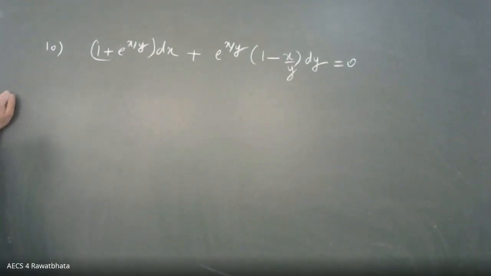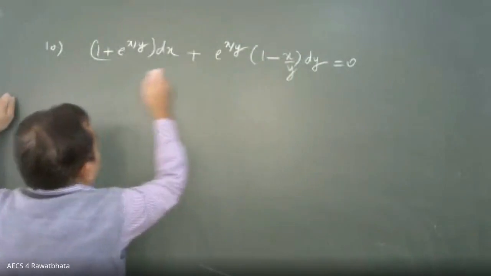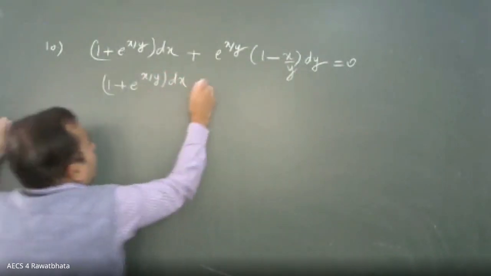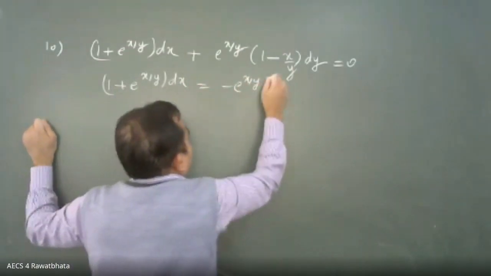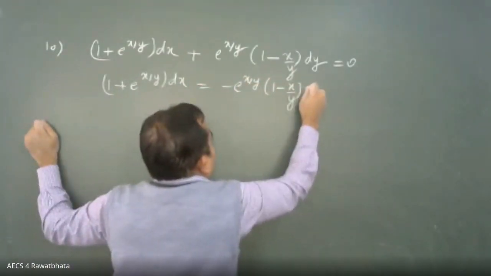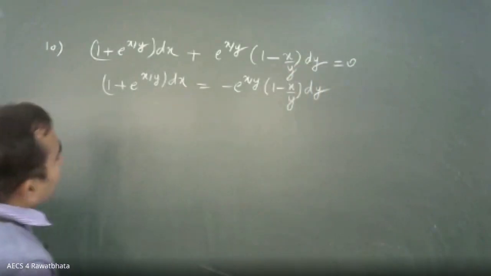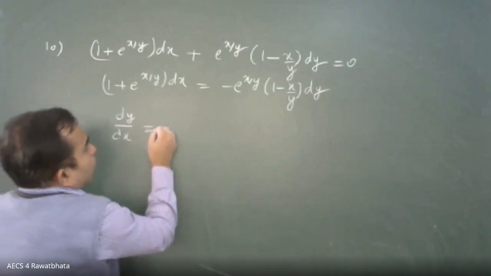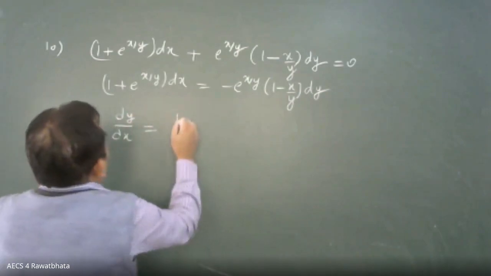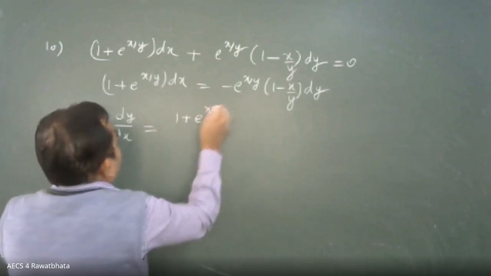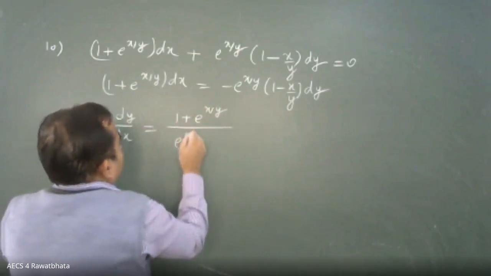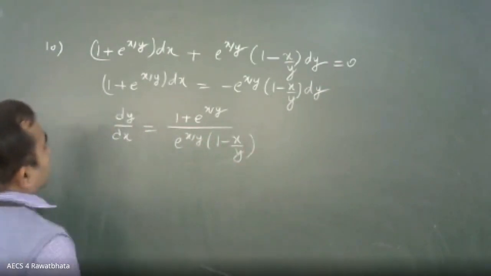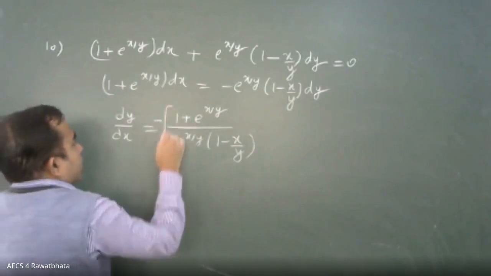Dy upon dx, first of all I have to find out. So one term I am shifting on the right hand side. 1 plus e to power x upon y dx equal to minus e to power x upon y into 1 minus x upon y dy. Now let us find dy upon dx value. So dy upon dx equal to 1 plus e to power x upon y whole upon e to power x upon y into 1 minus x upon y. This is minus also there.